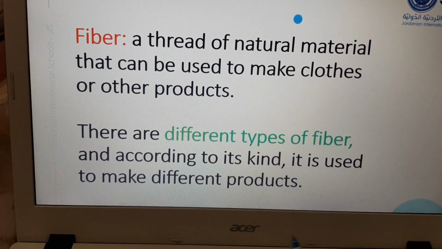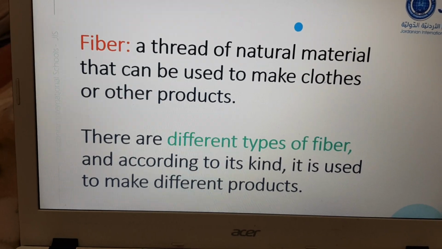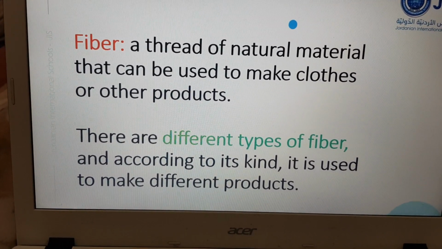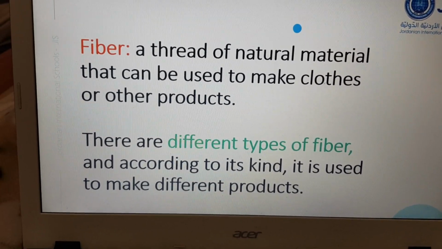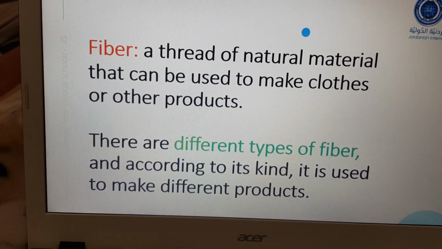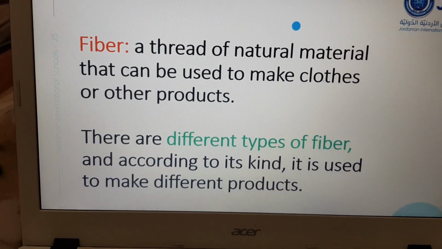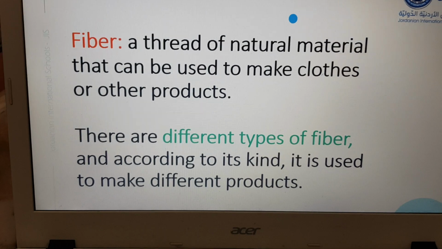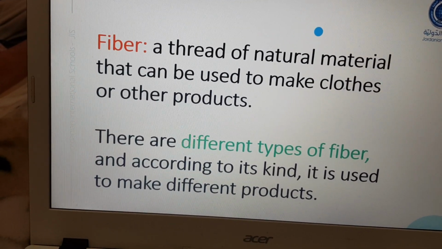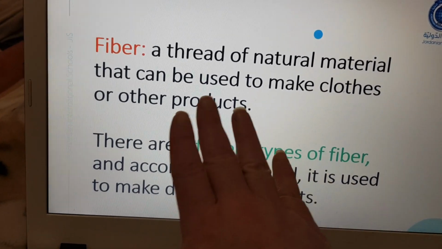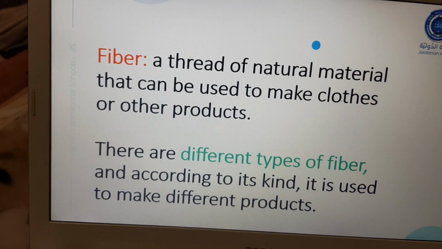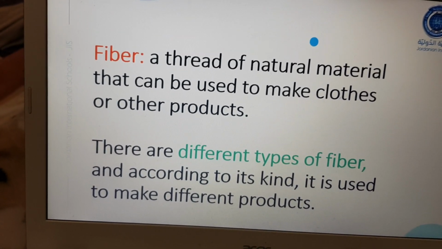There are different types of fiber, and according to its kind, it is used to make different products. The fiber is taken from natural resources, and each kind of fiber is used to make different products. Sometimes we may use the same kind of fiber in making many products. So again, fiber is a thread, kind of a line. We use it to make different things like clothes and other products.